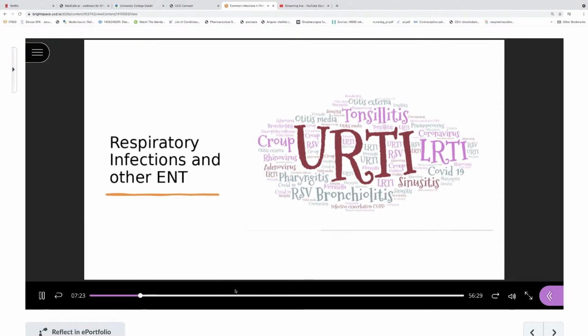So you'll see in this word art, URTI, upper respiratory tract infection, is the most common type of viral illness that we see. And I have a bunch of other ones in there: lower respiratory tract infections, bronchiolitis, which is generally in the smaller infants in the winter season, croup, tonsillitis, otitis media, pharyngitis, and so on.